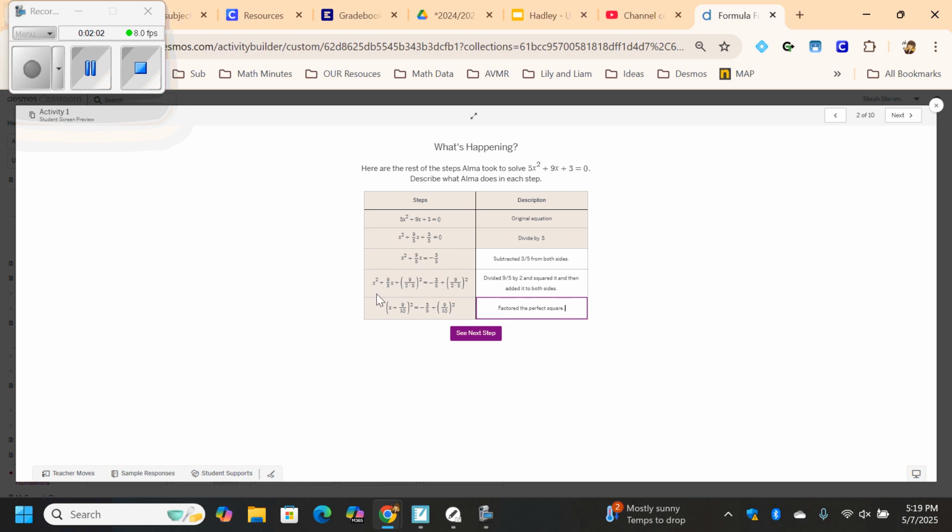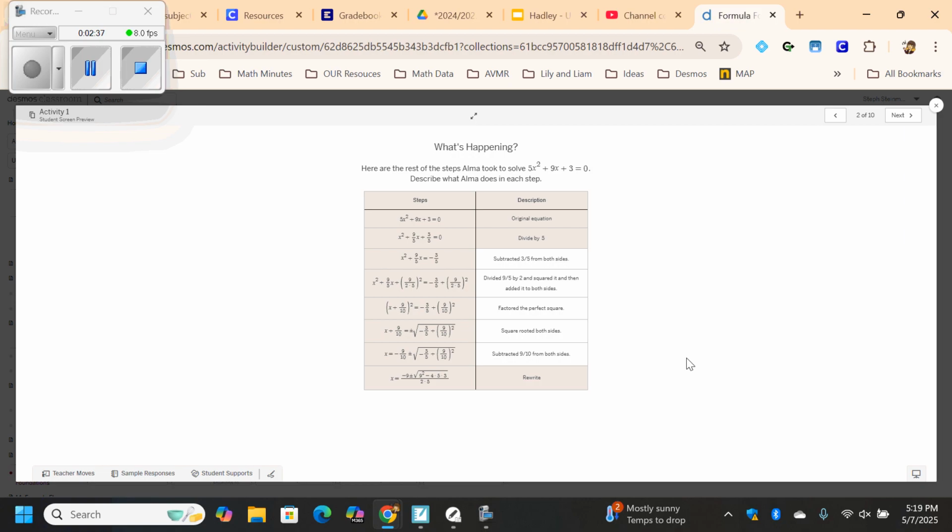So she factored the x squared, this part of the equation, to be x plus 9/10 squared. Because 9/10 is what you get when you multiply 9/5 by 1/2. Then she square rooted both sides. And then she subtracted 9/10 from both sides.